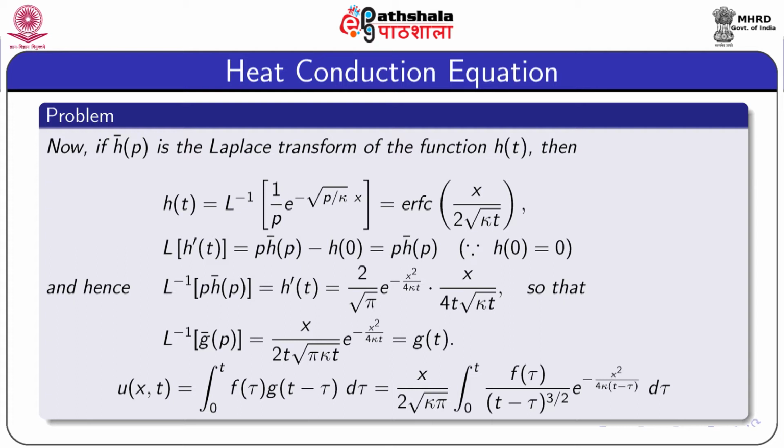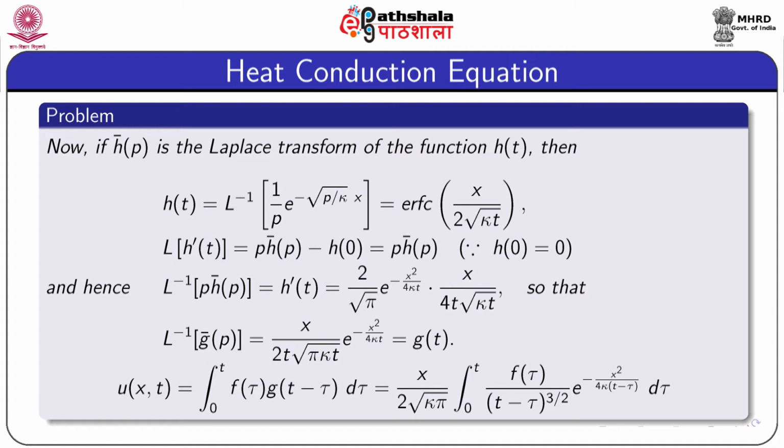And we have the Laplace transformation of h dash t is equal to p into h bar p minus h0. Since the value of h at t equals 0 is 0, L of h dash t becomes p into h bar p. Therefore, Laplace inverse transformation of p into h bar p is equal to h dash t, and we have the expression for h t. So, from this expression we can find the value of h dash t, which is written here.